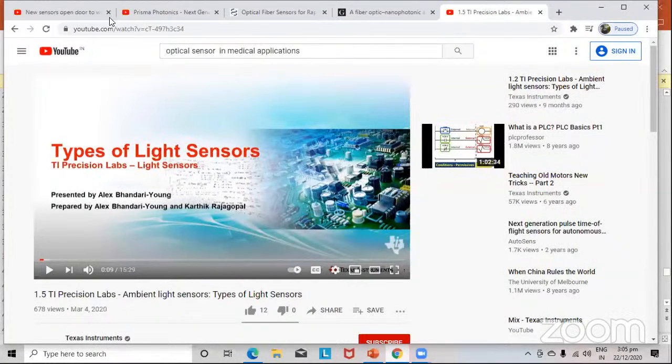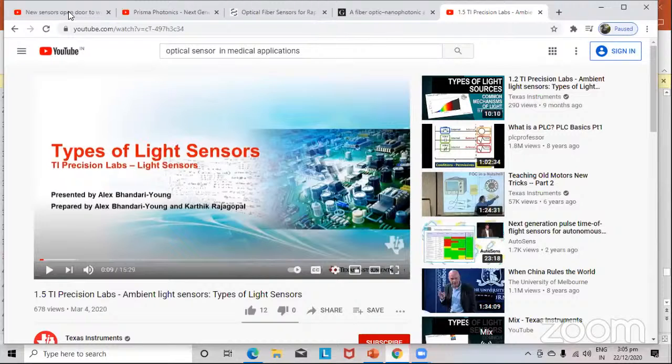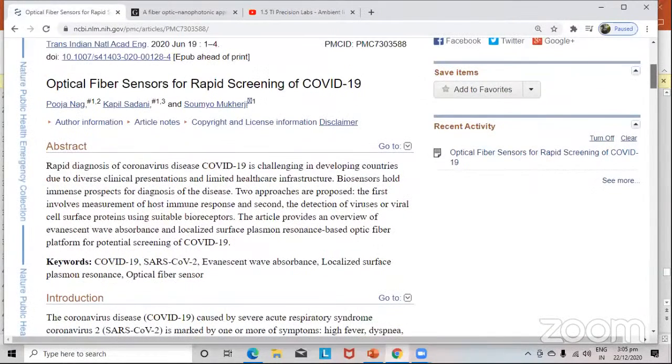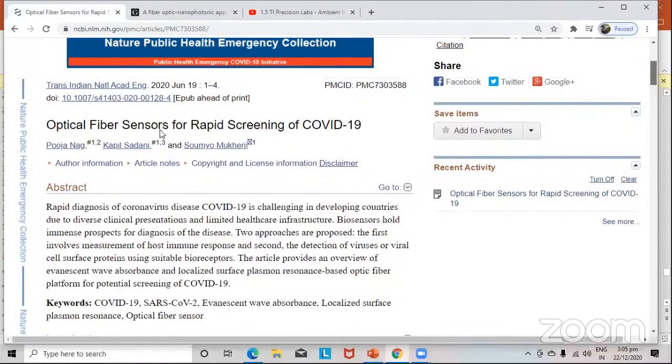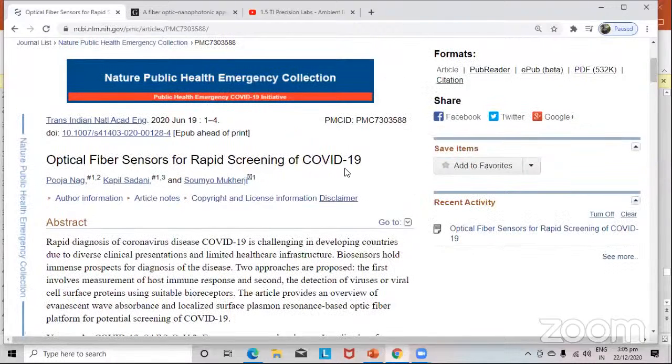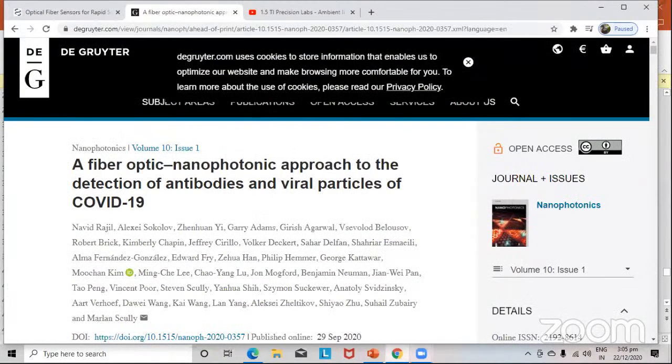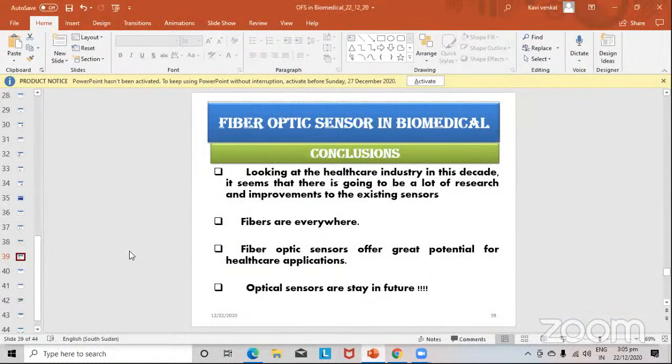Actually, I have read 2 articles. That is, fiber optic sensors are used in identifying, in screening of COVID-19. It was published just now, in June 2020. So optical fiber sensors are playing a role in identifying COVID-19. And another article is on a fiber optic nanophotonic approach for the detection of antibodies and viral particles of COVID-19. So I hope optical sensors are here to stay in the future.